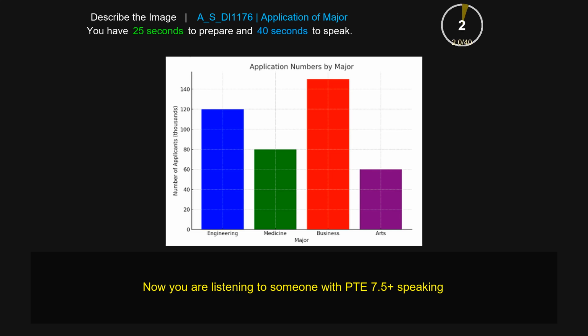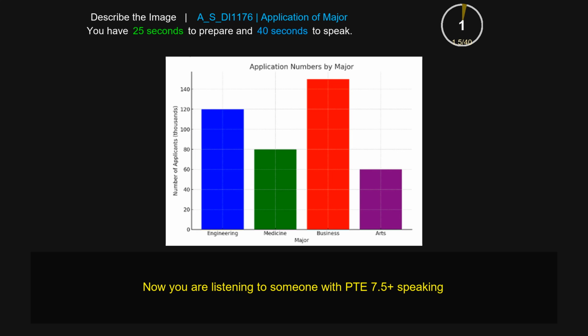This bar chart gives information about application numbers by major. It also shows different numbers such as 0 and 20. The highest number is 140, which is related to business. However, the lowest number is 60, which is related to arts. By the picture, I can see red and blue color. The vertical axis is major, however, the horizontal axis is number of application by 1000 units.